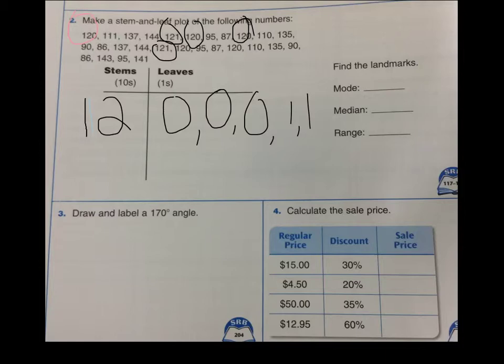Okay, and let's say we're going to do number 144. We write the 14 here because it's in the tens. Then we have a 4 for 144 right here. Oh, we have another 4 right there. We have a 1 right there. We have a 3 right there.